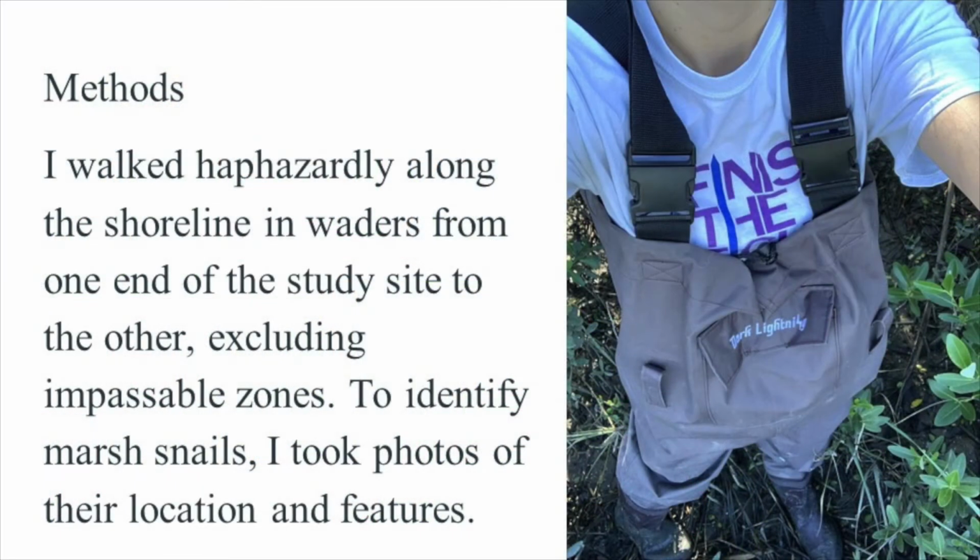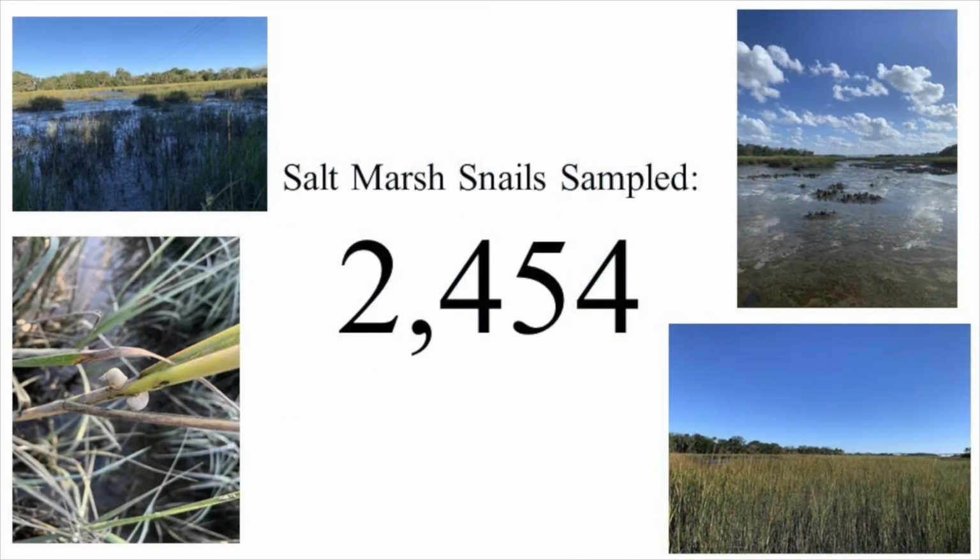For my methods, I walked haphazardly along the shoreline in waders from one end of the study site to the other. Some zones in the marsh were too muddy to cross, but I did try to sample 3 main zones: shaded Spartina, sunny Spartina, and shore of mangrove trees. I sampled 2,454 snails.